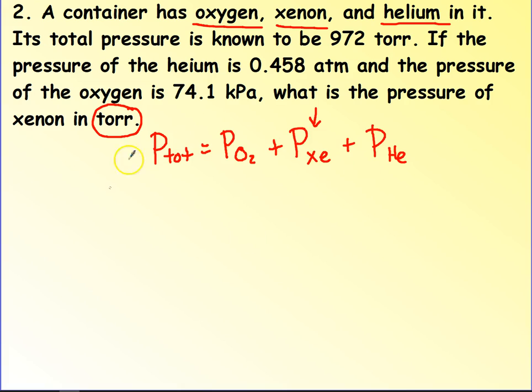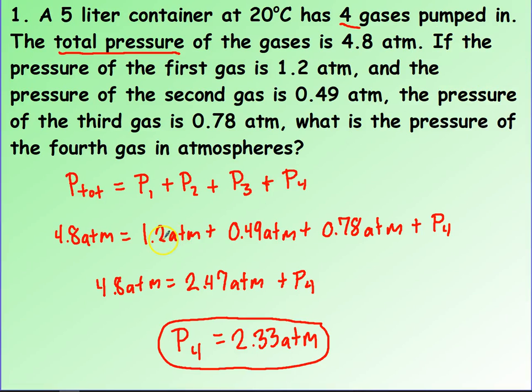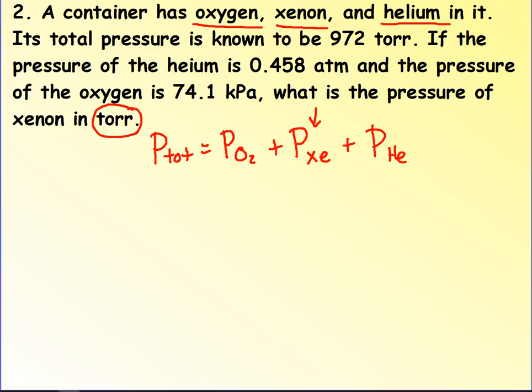So when you plug it into here, you have to convert all of them to torr. So in this last problem that we did, they were already all atm, so I didn't need to do any conversions. Here, it needs to be in torr before I can plug it in. So the total pressure is already in torr, so I can plug it in right now. It's 972 torr.